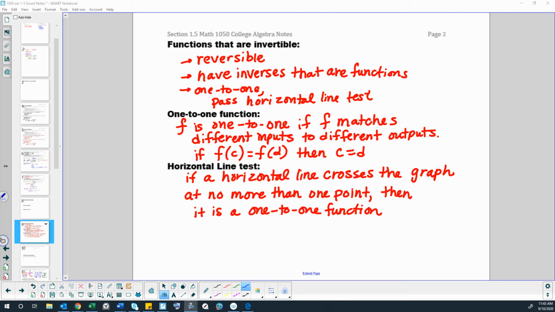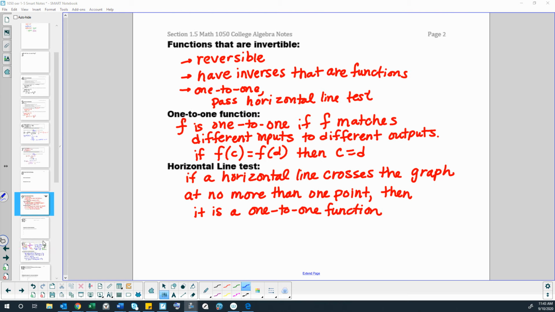So if functions have an inverse, or we say that they're invertible, they are reversible. They have characteristics, operations that we can reverse. The inverses are functions, which means they have to be a one-to-one function. So not only do they pass the vertical line test, but they also pass a horizontal line test, so that each x, y value is unique, and none of the x's repeat, and none of the y values repeat.